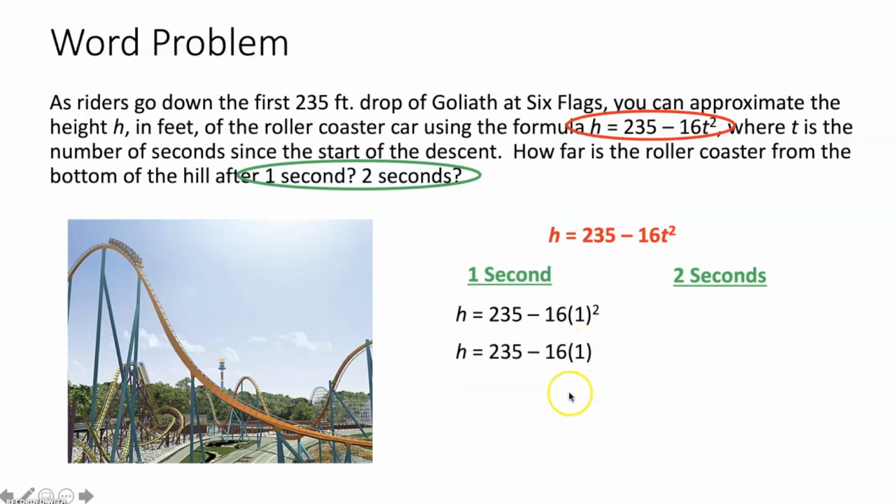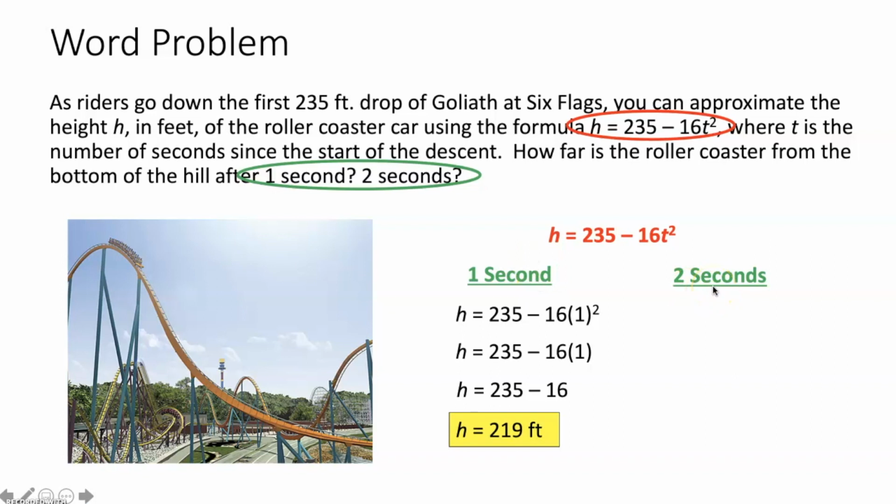Next, we want to multiply or divide from left to right. So no multiplication over here, but we do have multiplication over here. We have negative 16 times 1. So negative 16 times 1, we're multiplying two numbers together that have different signs. So our answer should be negative. So negative 16 times positive 1 is going to give you negative 16. Lastly, we add or subtract, and here there is subtraction. So 235 minus 16, we know how to subtract those two positive numbers. We end up getting h is equal to 219 feet, aka the roller coaster is 219 feet from the bottom of the hill after 1 second.